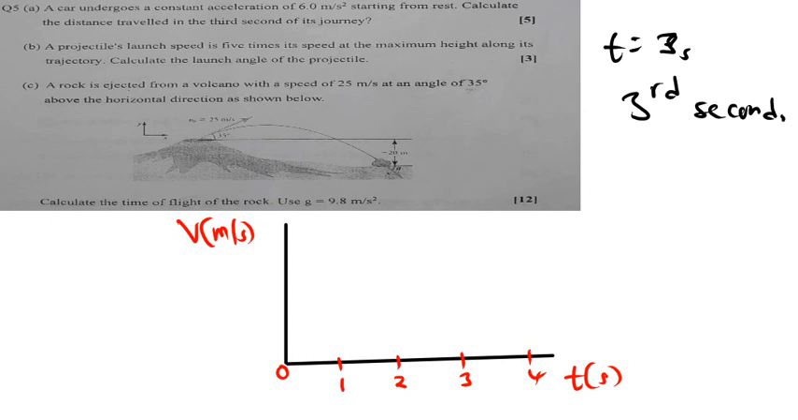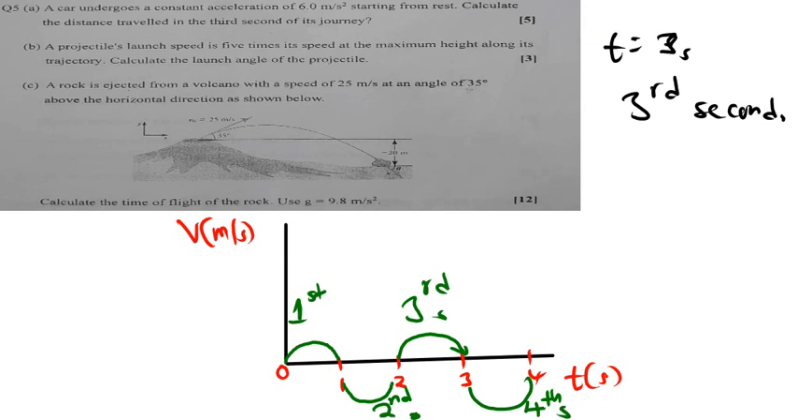So, when this car is moving from 0 all the way to 1, this is what we are going to call the first second. Now when it is moving from 1 to 2, that is the second second. Then from 2 to 3, that is the third second. Then from 3 to 4, that is the fourth second.